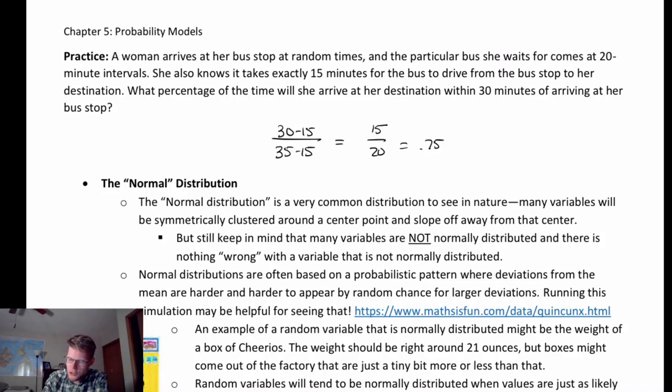I'll also draw a picture too. So she's going to make it anywhere, and that's not exactly the same height, unfortunately. Just pretend it is. She's going to be anywhere from 15 to 35, and this is kind of the range that we found there.